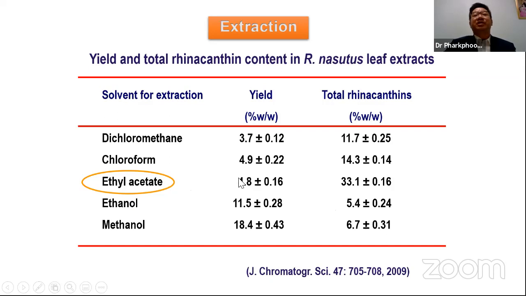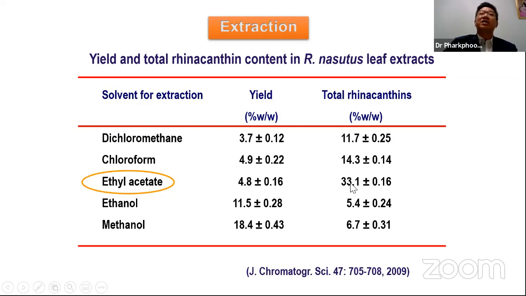But if you use ethyl ester, it's selective to extract the naphthoquinone ester from the leaves of Pananthus nasutus, then the yield of the extract will be low, but the content of the active compound will be high. So this is an example of if you select the suitable solvent for extraction, then you will get a high quality extract, or maybe an active concentrated extract.